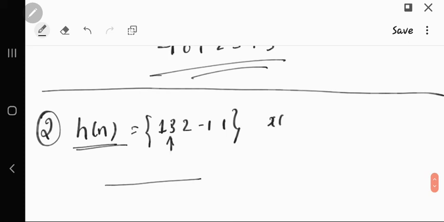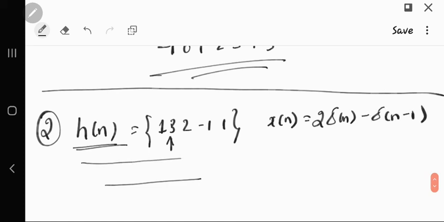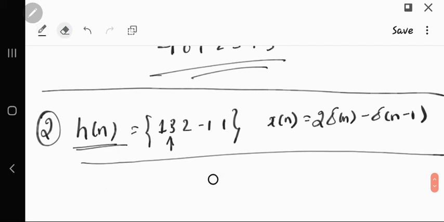And for x of n, I give you a simple one, that is 2 into delta n minus delta n minus 1. So this signal is for your homework. That means try this one. If you find any difficulties solving the problem, please inform me.